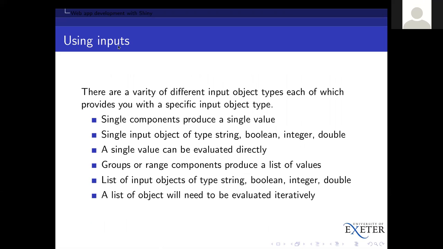So, talking about inputs in this context, these are all the different types of input objects that you can get. Not the file input per se, that's one type of input object. But if you've got number input boxes that take a number or a text string, they'll produce single values, and single values produced by an input object can be strings, Booleans, integers, or doubles, so floating point numbers.